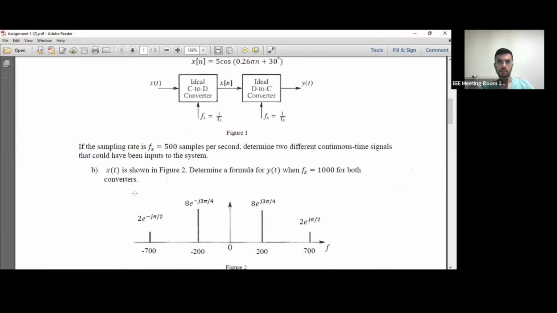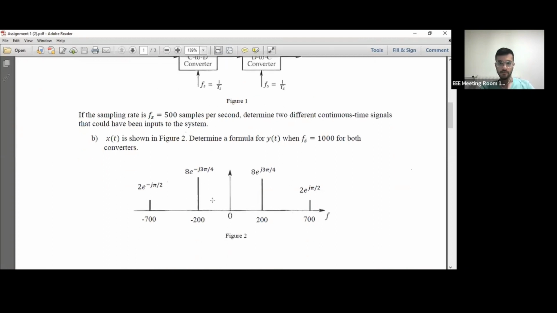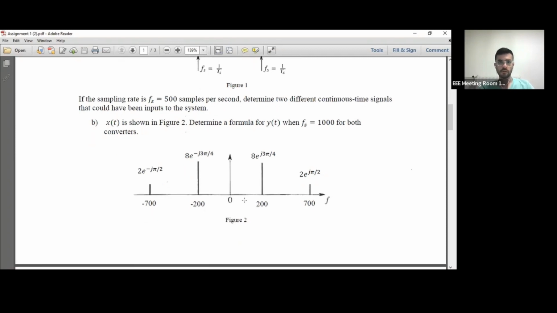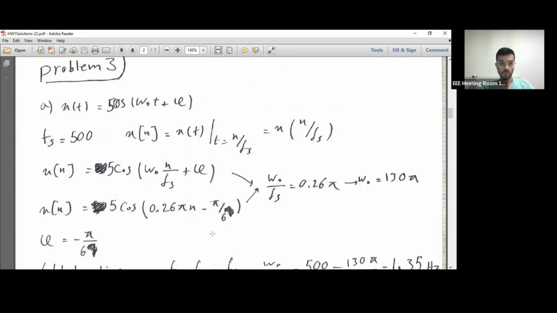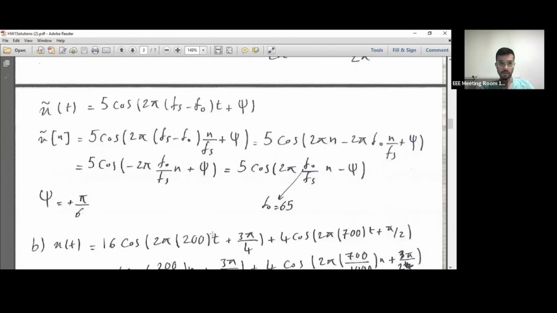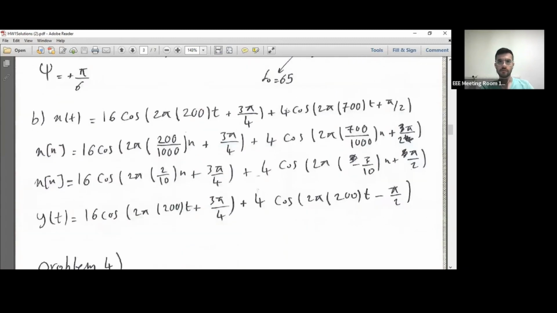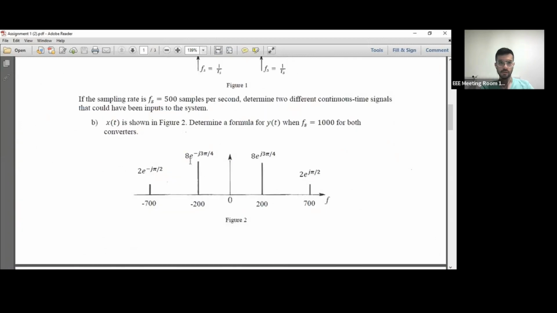For part B, we have the signal as here. It is shown here. It says that we need to determine a formula for y of t, but this time fs goes to 1000 for both of the converters. So we can write exponentials and do the calculations. We need to write them as cosines. So in part B, this would be the signal in terms of cosines. This is 16, this is 4 as coefficients. As you can see, we need to double this one, which is 16, and double this one, which is 4.